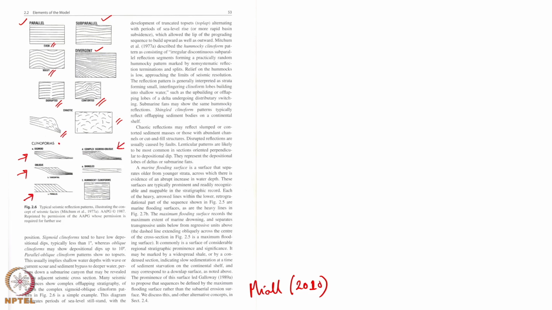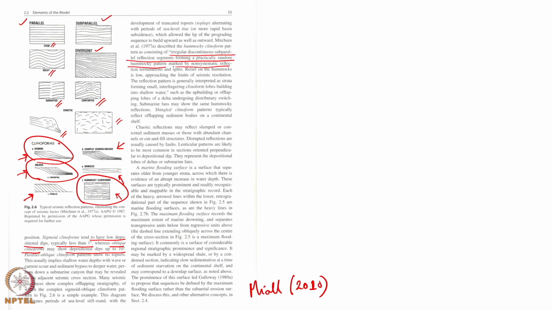This is a complex sigmoid oblique variety, this is the shingled variety, and this is the hammocky clinoform. The sigmoid clinoforms tend to have low depositional dip, typically less than 1 degree, whereas the oblique clinoforms have depositional dip up to 10 degrees. The hammocky clinoforms consist of irregular discontinuous subparallel reflection segments forming a practically random hammocky pattern marked by non-systematic reflection terminations and splits. The shingle clinoform pattern typically reflects offlapping sediment bodies on the continental shelf.